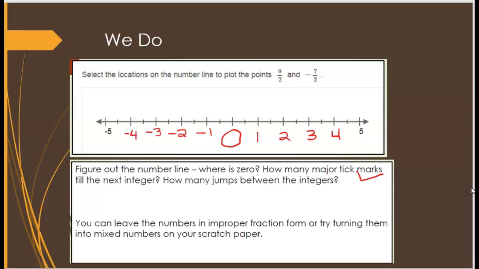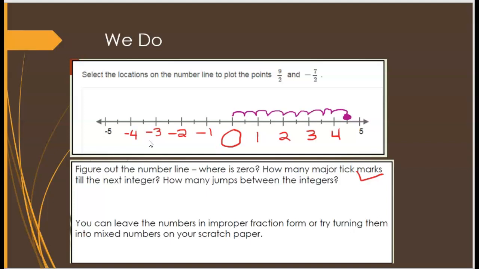We can go ahead and count 9 halves because we know that each one of these tick marks is a half. We just have to count 9 of them. So I'm going to take my pen and I'm going to do some bunny hops because I like bunny hops. We're going to start at 0. And we're going to count 9 halves. There's 1, 2, 3, 4, 5, 6, 7, 8, 9. We're going to land right there with 9 halves.